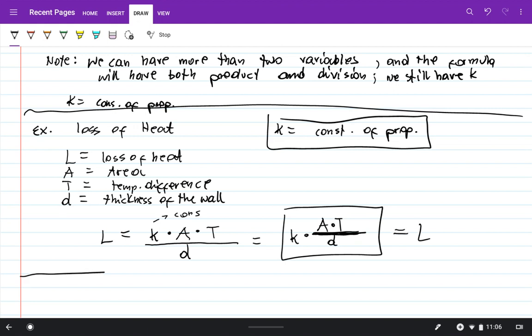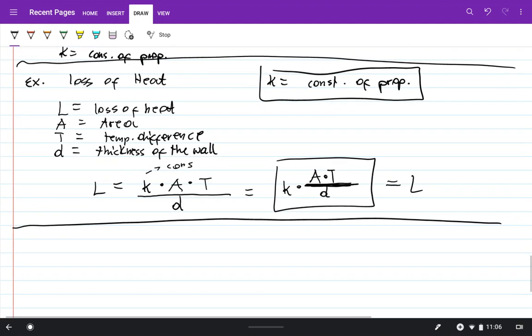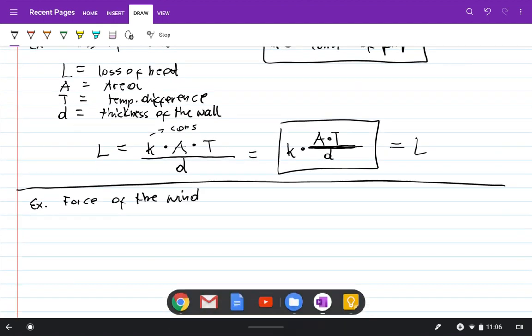Now, here I just showed you how to read the information from the text. Now we're going to do the example of the force of the wind. Let me go back to that problem.